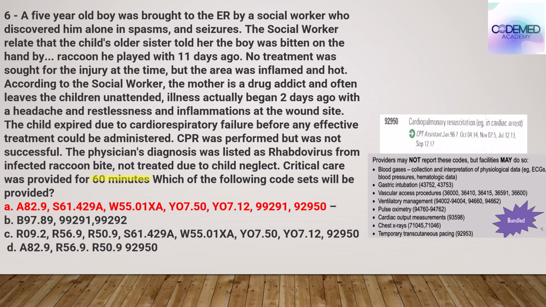And 92950 is for the cardiopulmonary resuscitation. It is not a bundled service. It's for the cardiac arrest, because if you see all these codes, there is no mention of the code 92950, and so we will have to code that additionally.